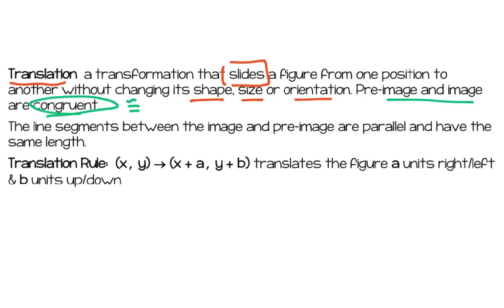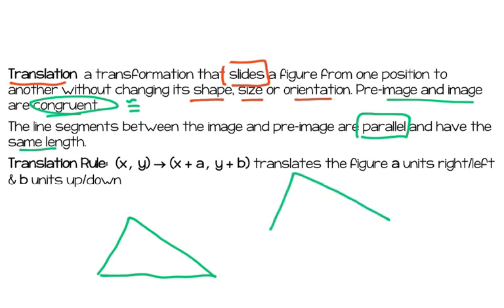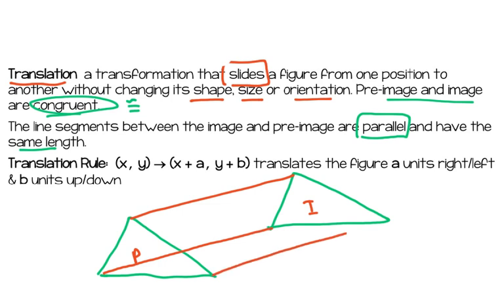Okay, the line segments. Now when you do a translation, the line segments between the image and the pre-image are parallel, and they have the same length. So what I mean by that is, if we have a shape like this, pretend that that's straight, and we are going to slide it to the right and up a little bit. If we were to connect the pre-image with the image with lines connecting their vertices, those line segments are going to be parallel and they're going to be congruent. So they're all the same size, length, everything like that. So that's a characteristic of translations.